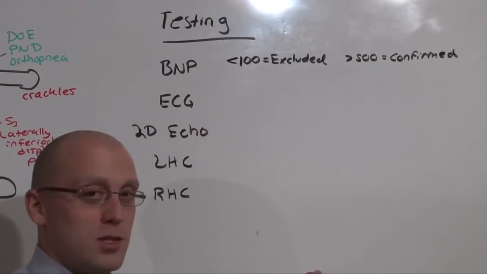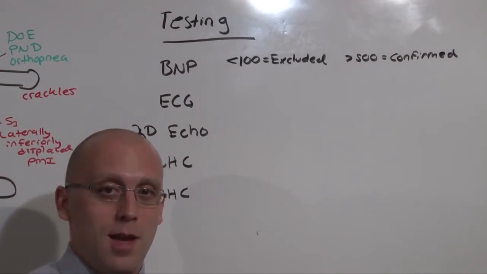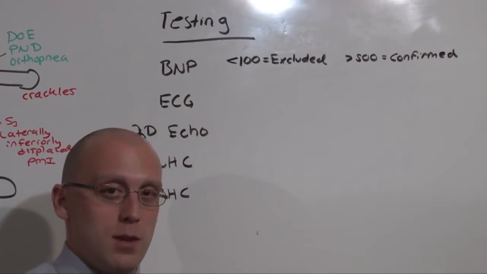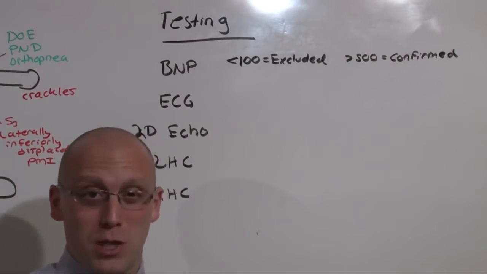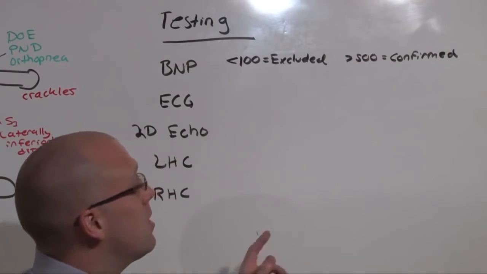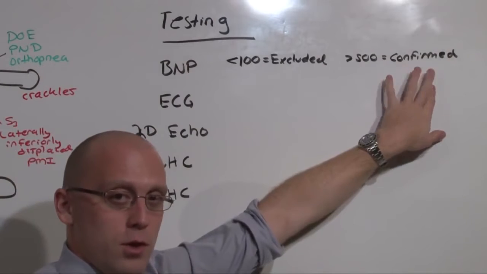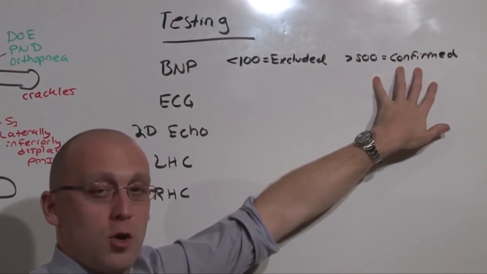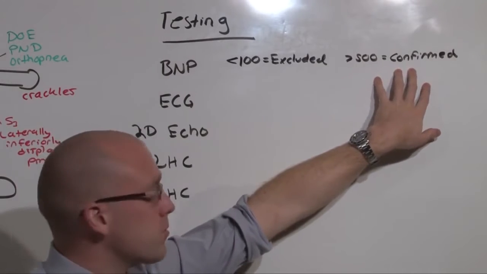Someone who has a new onset pulmonary embolism will have right heart strain and evidence of an elevated BNP. That's technically heart failure because the right heart is in strain, which is basically right heart failure. But the idea is that if you have an elevated BNP and your suspicion is heart failure, it's almost 100% confirmed, as long as you can't find another reason for it to be elevated.